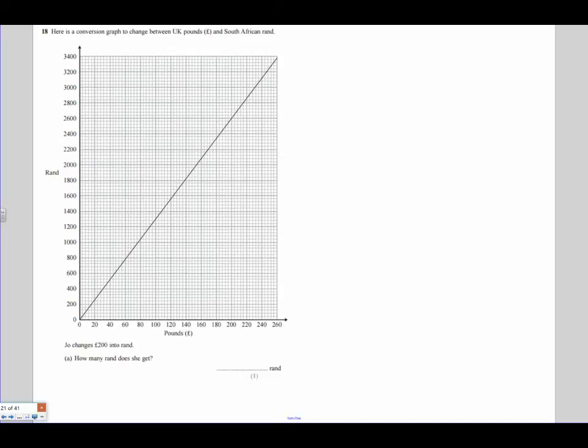Question 18 shows a conversion graph between pounds and South African rand. Joe is asked to change £200 into rand. How many rand does she get? Well, we need to draw a line from £200 to where it crosses our line and read across to rand. So from £200, draw a straight line up and it hits our graph. And then from where it hits our graph, we draw the line across and it hits the rand at 2,600 rand. So the correct answer is 2,600 rand for £200.